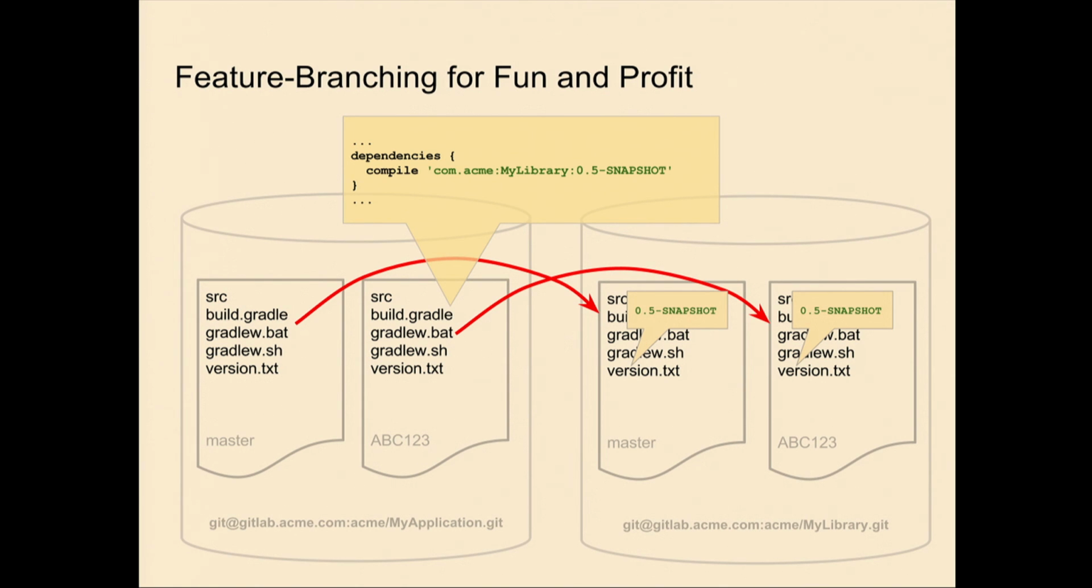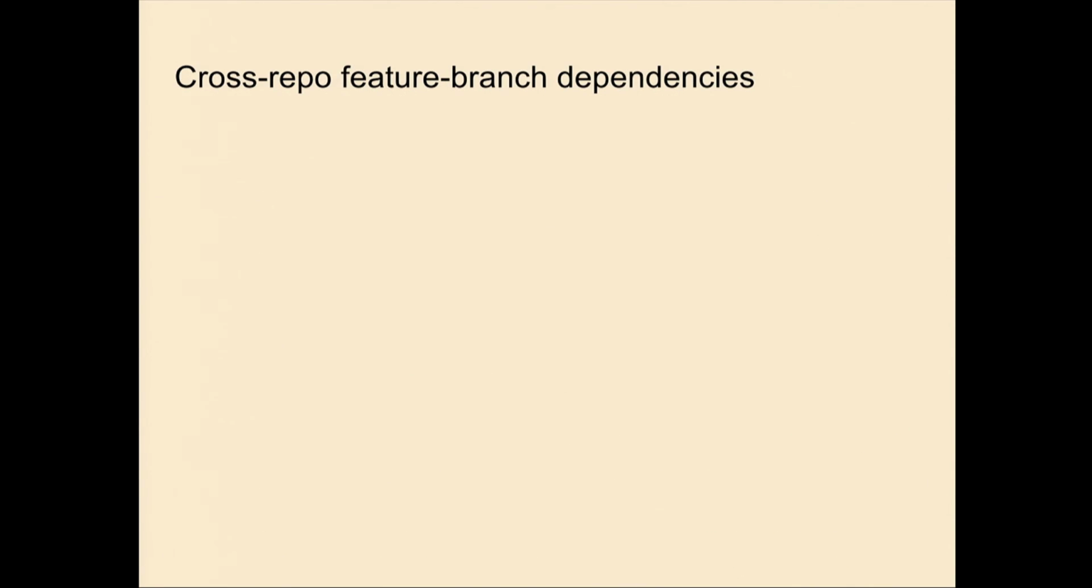Then that would lead to some people's builds breaking every once in a while on the continuous integration, and you don't want to do that. What the Internet recommends is to include the branch as part of the version, right? Like this. So now the branch would depend on 0.5 ABC123 snapshot, and the branch would publish 0.5 ABC123 snapshot, and that kind of works, but it has some drawbacks.